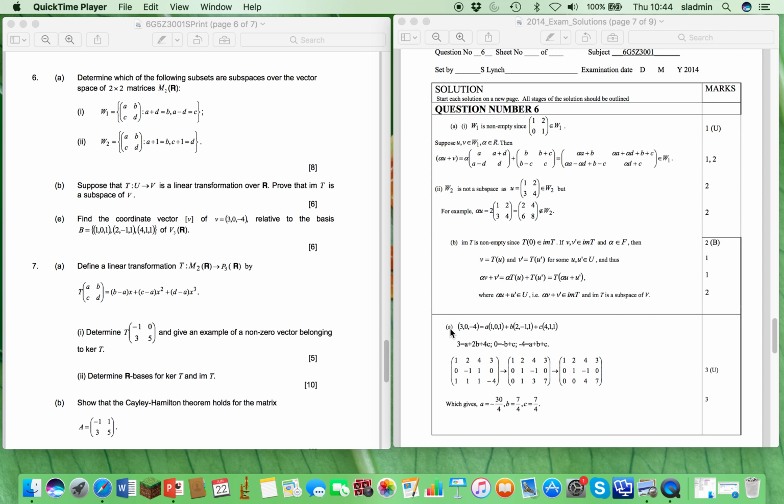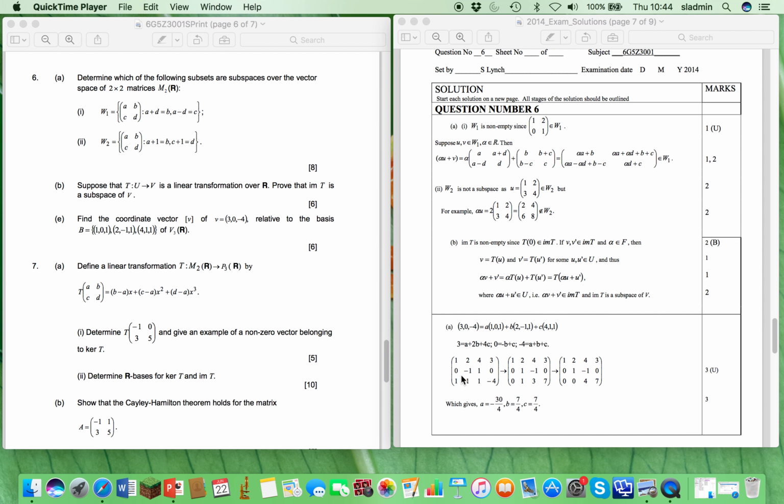Again, of course, this should be part C, so we want to express this vector in terms of these basis vectors. So we need to find A, B, and C. So we get simultaneous equations for A, B, and C. You can use any method to solve this. I've decided to use row reduction here.